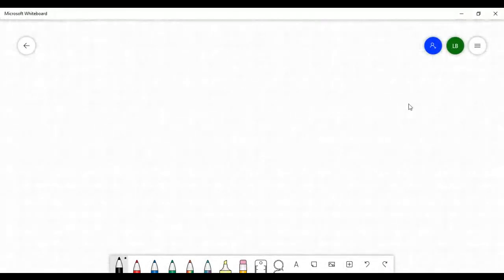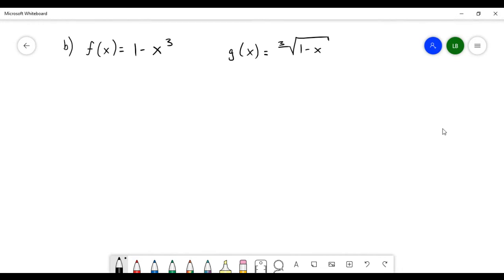Cool. All right, I think we'll do one practice problem with these, and just show that these two functions are inverses. And then I'll let you guys ask any questions. All right, go ahead and give that a try.